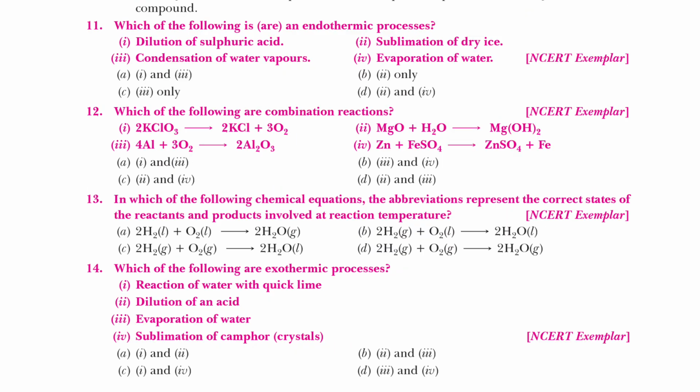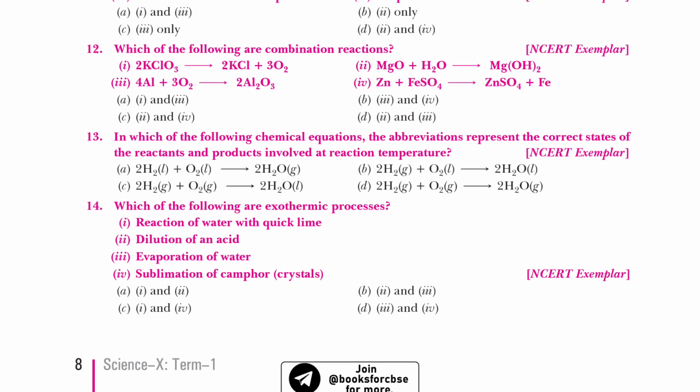Next, question number 12, in which of the following chemical equations do the observations represent the correct state of the reactant and product? Hydrogen is a gas, oxygen is also a gas. When they combine, they form a water molecule, and the water molecule is also in vapor form, meaning gaseous form. So option D is correct.